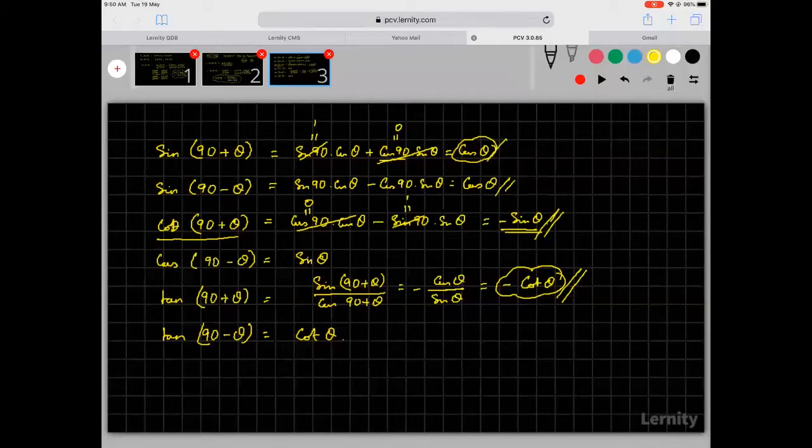Okay. Now, the moment you say sin of 90 plus theta, we can talk of sin 120. We can talk of sin 150, we can talk of sin of more than that also.